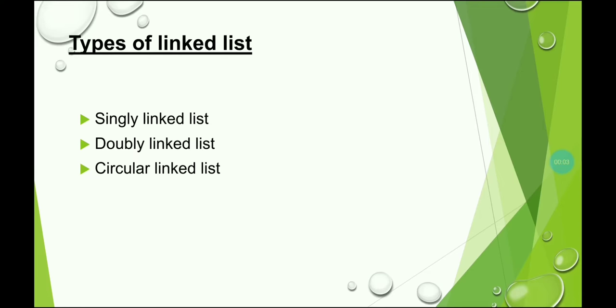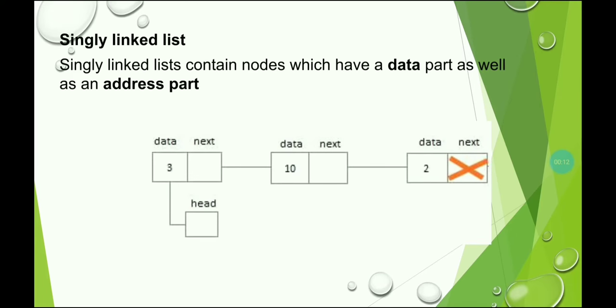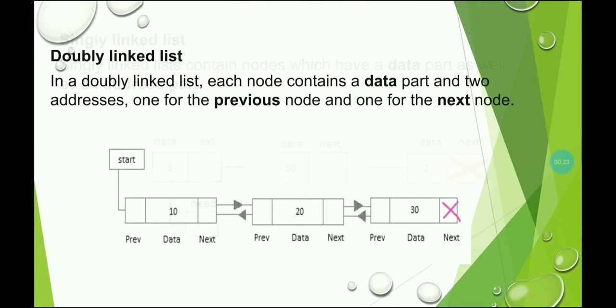Next is types of linked list. There are three types: singly linked list, doubly linked list and circular linked list. Singly linked list, it's a normal linked list where each node contains the address of the next node, and each node has a data part as well as an address part.